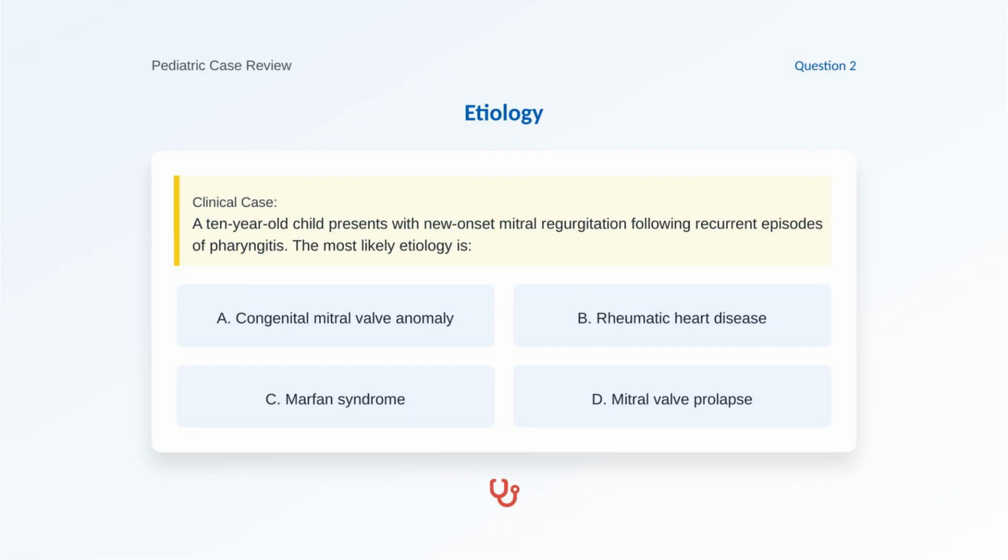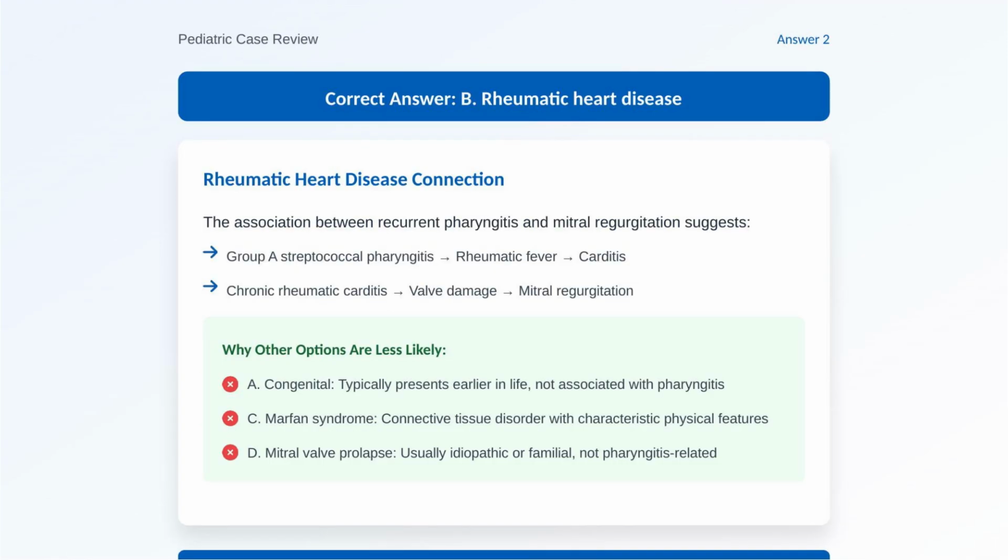The clinical scenario describes a 10-year-old child who has developed new-onset mitral regurgitation after experiencing recurrent episodes of pharyngitis. The question asks for the most likely etiology from the following options: A. Congenital mitral valve anomaly, B. Rheumatic heart disease, C. Marfan syndrome, or D. Mitral valve prolapse. Consider the relationship between recurrent pharyngitis and potential cardiac complications as you determine the most likely cause in this case. The correct answer is B.